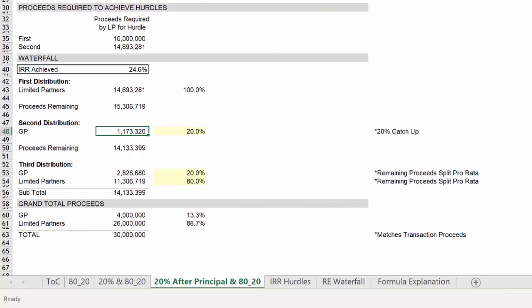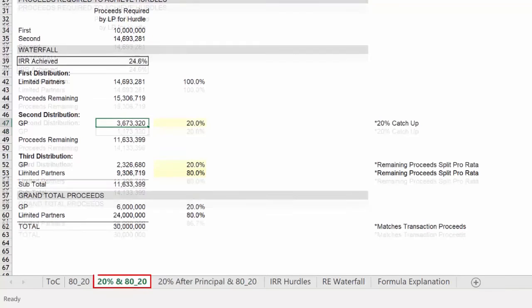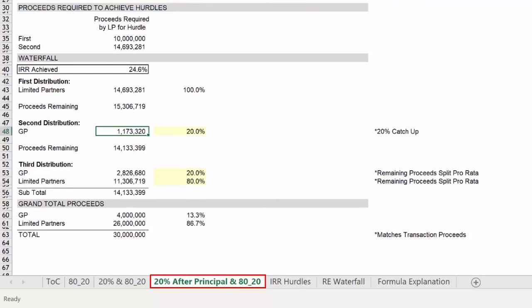And as we stated in our whiteboard example, what this does is drastically reduce the value of the second distribution. Here we see that the catch-up on the previous tab worked out to approximately $3.7 million. And now in this new example, it's only roughly $1.2 million. Otherwise, the math on this worksheet mirrors the math on the prior worksheet. It's the only additional change.